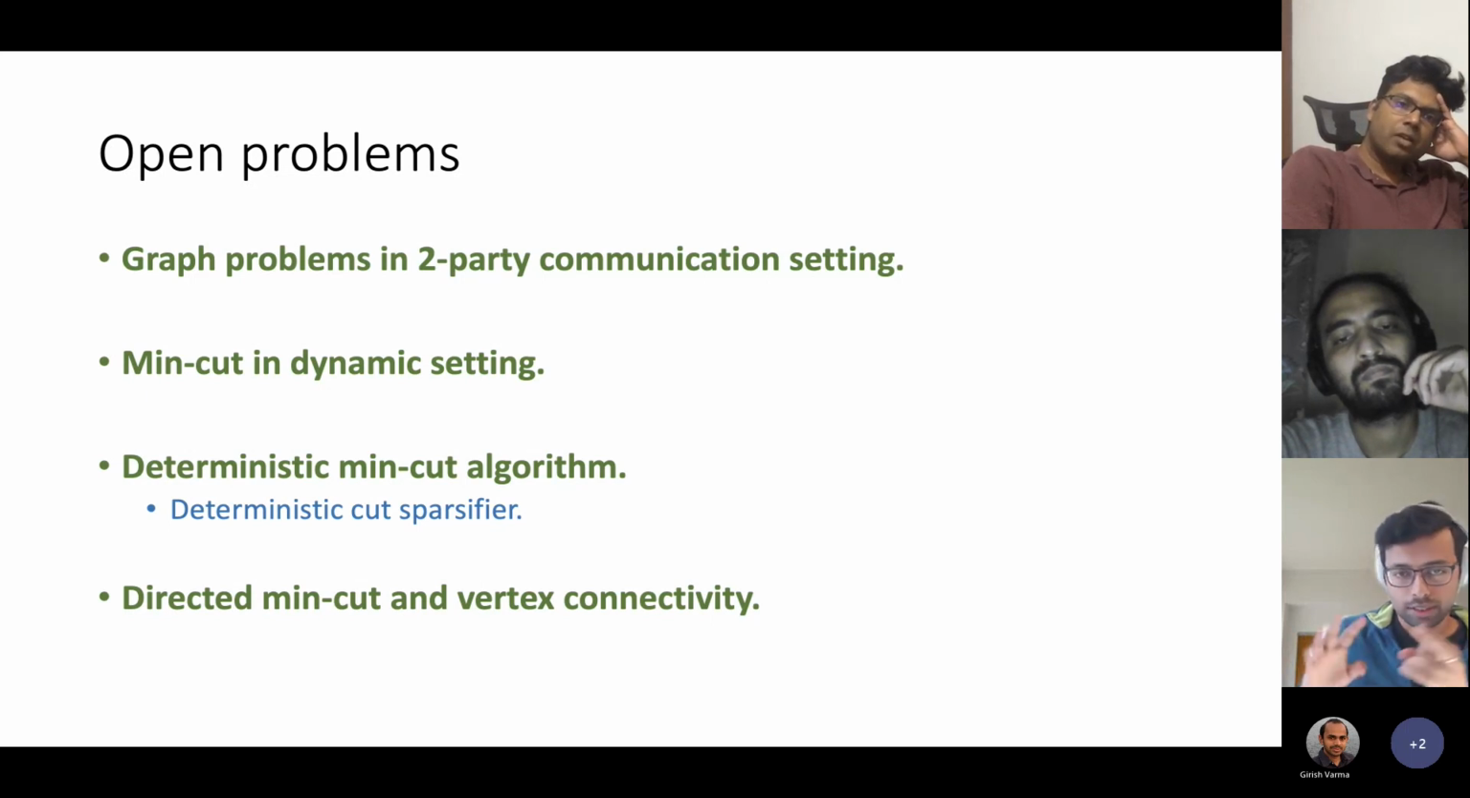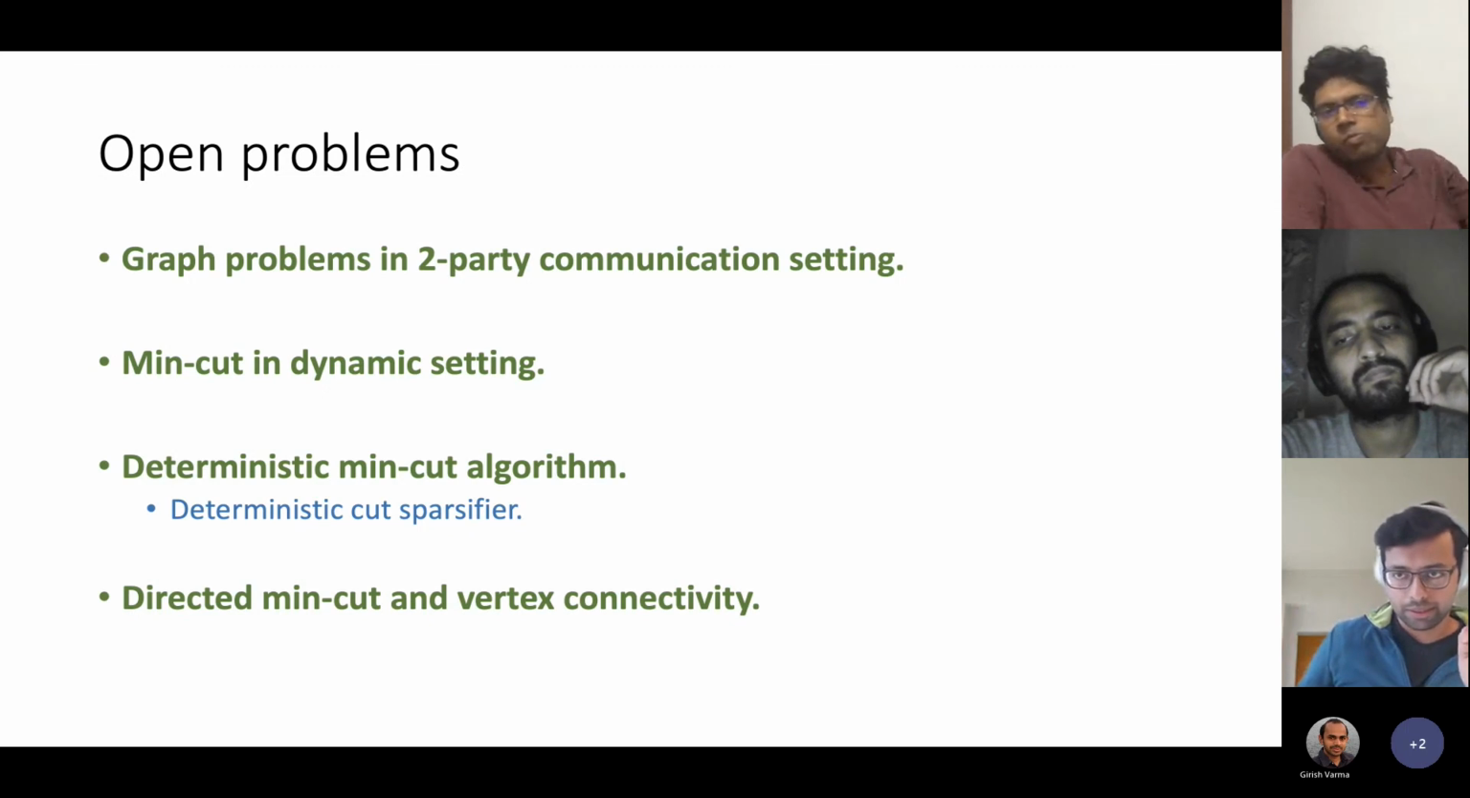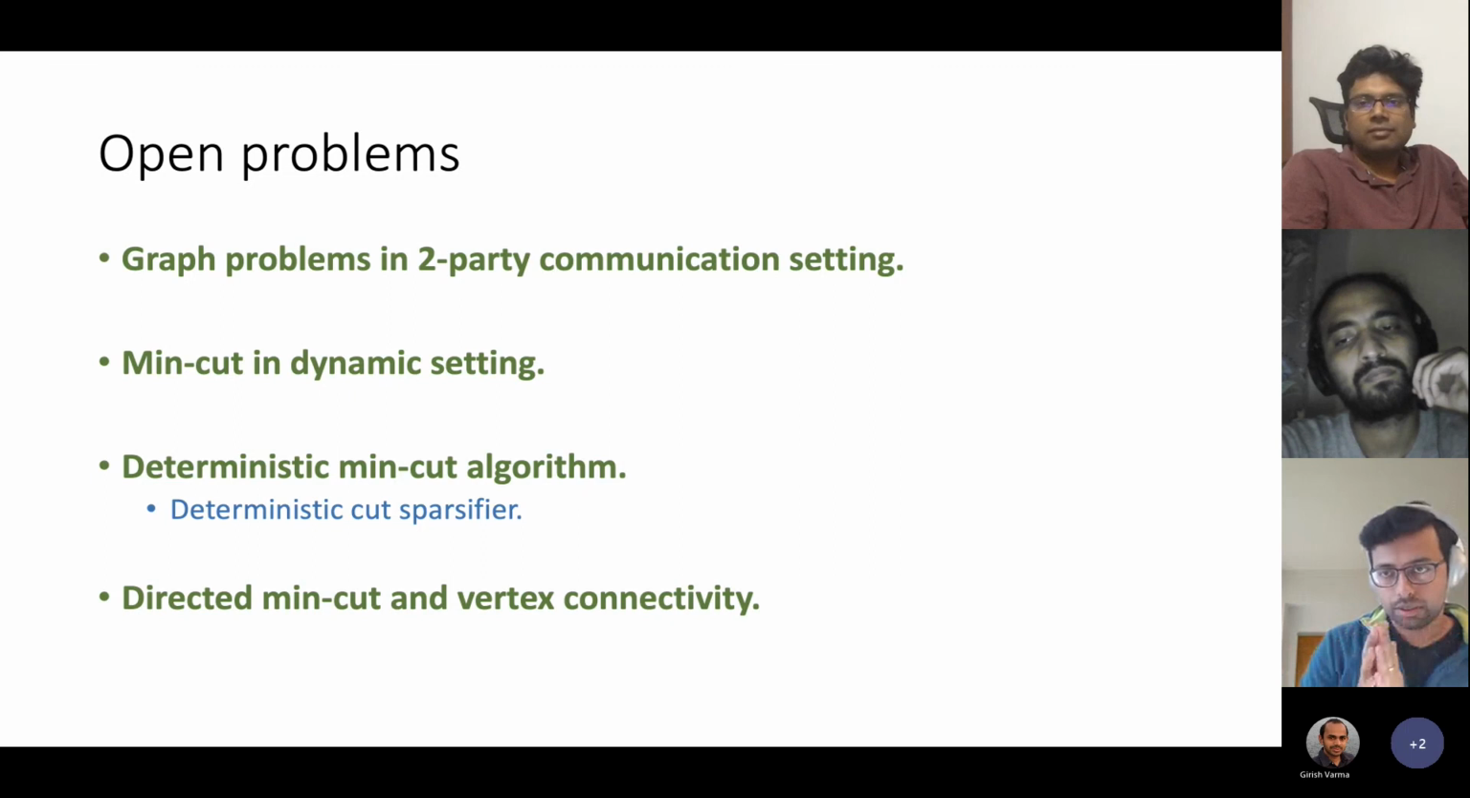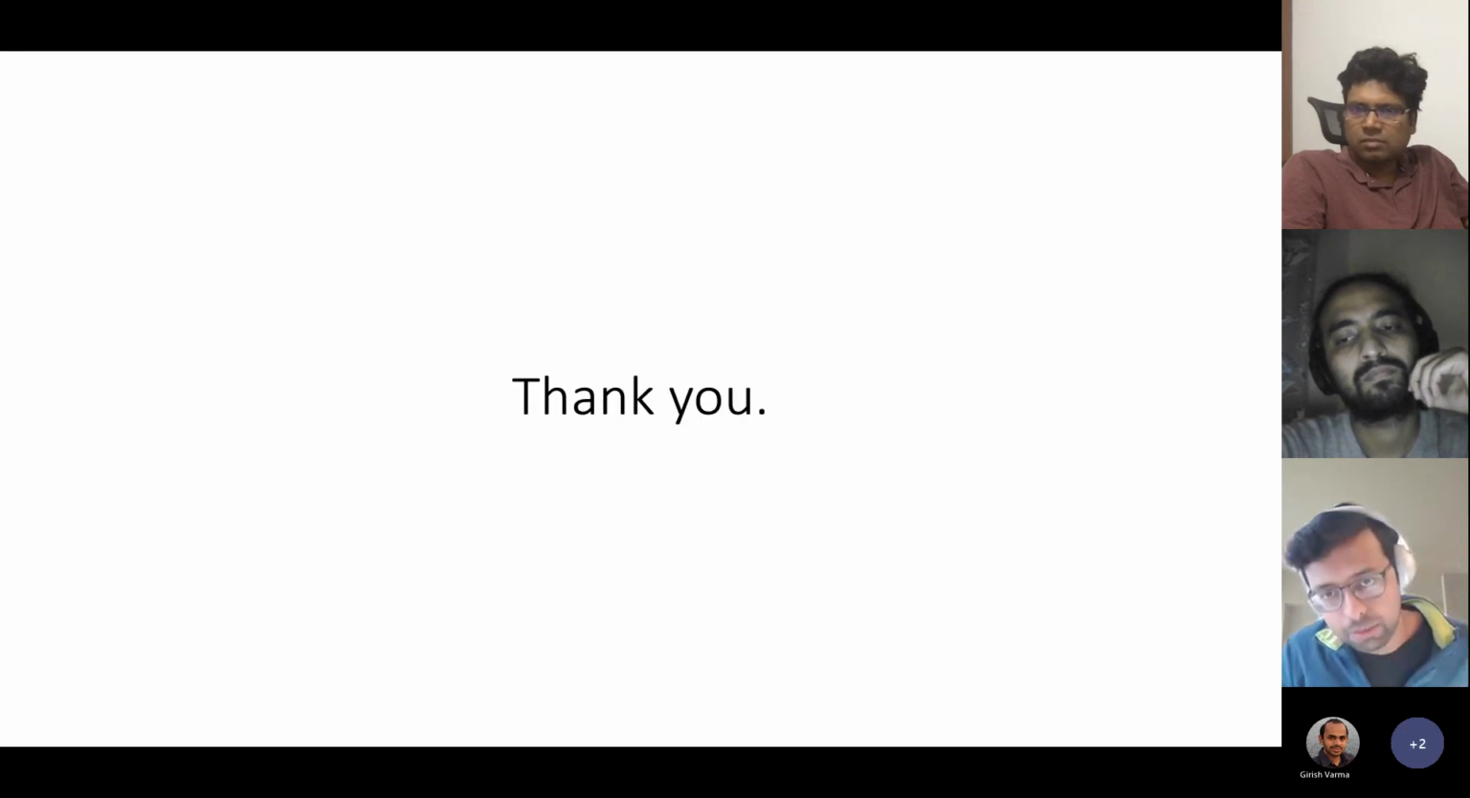And the fourth one, which is the hardest of all of them, is to look at the directed version of this problem, where you have direction on the edges. You can look at vertex connectivity as well, which is sort of like a directed min-cut. This is a completely different beast altogether, and none of the things that we have said today works immediately for the directed version of the min-cut. So I will leave you with these four directions of open problems, and I will stop here.